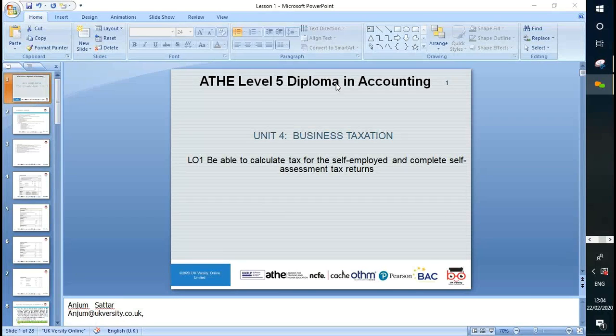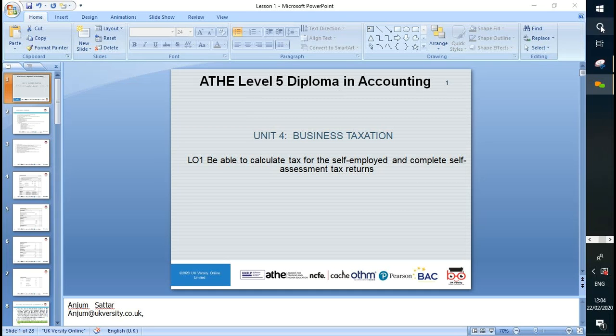Okay, welcome everyone. We'll start our first lesson regarding Unit 4, and we're supposed to start our new unit, which is new modules, business taxation. And today's lesson will go through LO1. LO1 is about being able to calculate the tax for self-employment and complete the self-assessment tax return. So all our learning outcome is around assessment, and within that we'll go through the overall tax return as well.